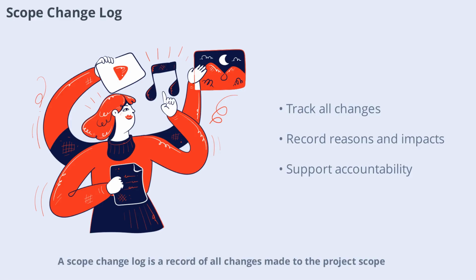Scope change log is a record of all changes made to the project scope. Keeping a detailed log helps track the history of changes, reasons for each change, and their impact on the project. This transparency supports accountability and informed decision-making. Let's look at how to maintain an effective scope change log.